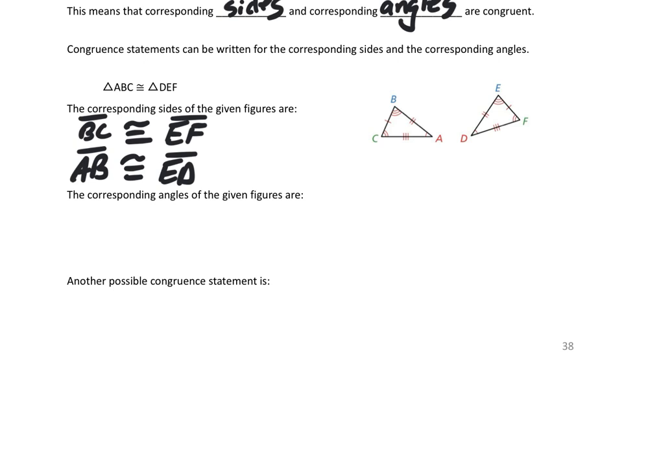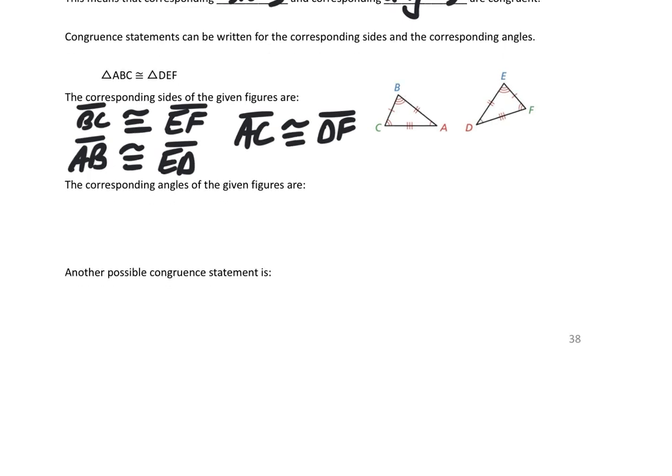Okay, and then the last side, the third side, AC, is congruent to DF. Those are the 3 sides. We have a triangle, so we have 3 sides, and those are the 3 sides that would match up with one another. We don't know the actual length, but we know they're congruent.